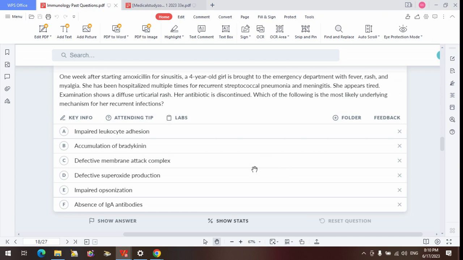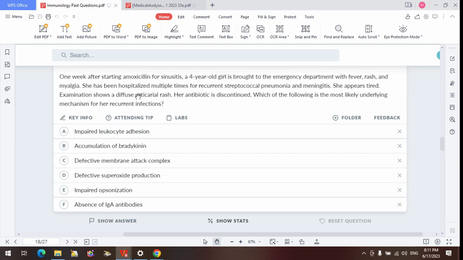What about opsonization? It's not Neisseria infection. This is streptococcal pneumonia and meningitis, so streptococcus is the one implicated in causing both. If we were looking at Neisseria meningitis or Neisseria infection, you would think of a problem with the membrane attack complex. But this is not Neisseria, so you have to look elsewhere.